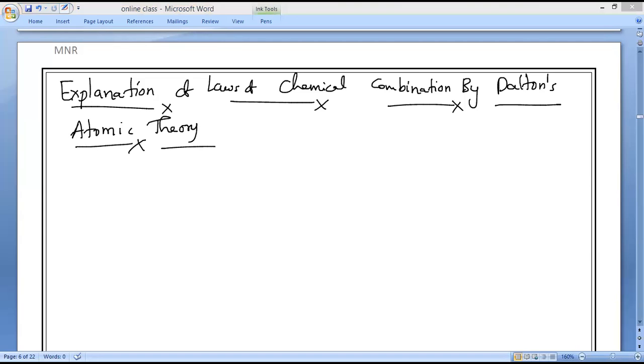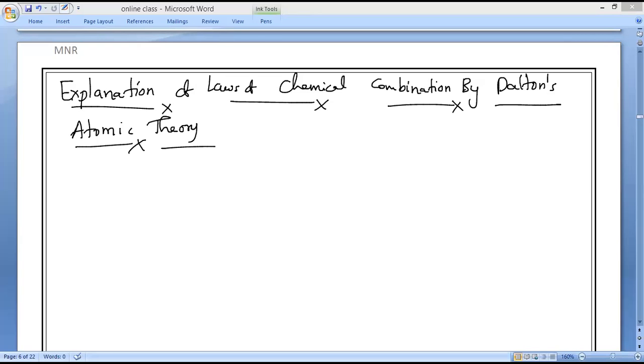Now, can anyone read the last point? Anybody can read that last point? All of you. Yes, please. Atoms of the same element can combine in more than one ratio to form a compound. Yes or no, Mitakshri? Yes. So every point, all the 10 points of Dalton's atomic theory.